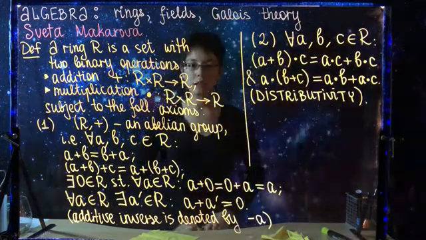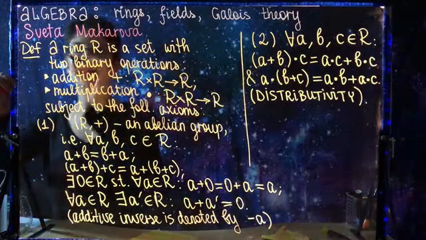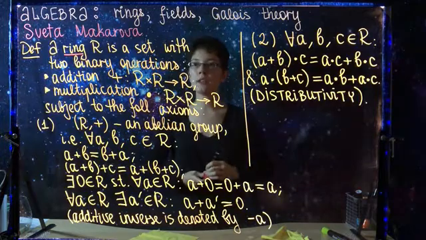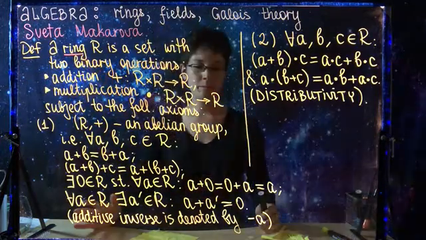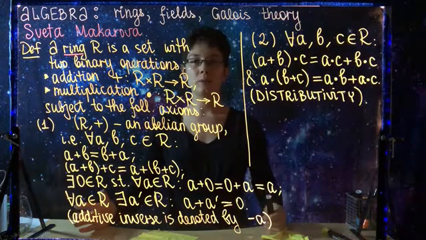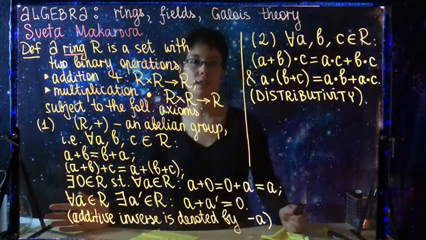You may notice that these properties are very familiar to you, and that is why we say that the notion of a ring formalizes the notion of a number system. So when we say a ring, it is a very scientific word for saying a number system.